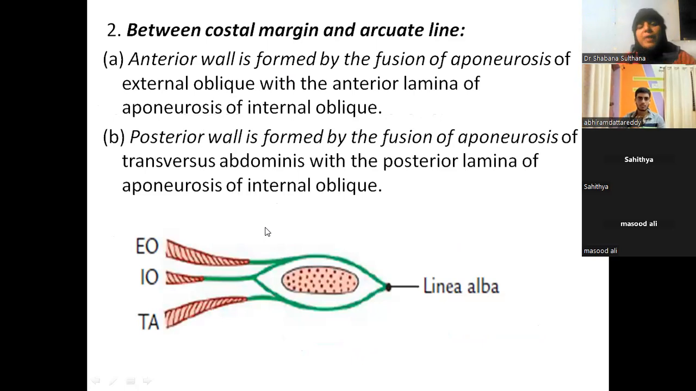Now see here, the second level, I told you, we take from the costal margin to the arcuate line. Here the anterior wall is formed by the aponeurosis of the first muscle. What is that? External oblique muscle. It is also formed by the second muscle, the internal oblique, which splits into two layers: an anterior lamina and a posterior lamina. The anterior lamina merges with the aponeurosis of external oblique, forming the anterior wall of the rectus sheath, whereas the posterior wall of the rectus sheath is formed by the posterior lamina of internal oblique and the aponeurosis of transversus abdominis. I hope you are understanding. Yes, ma'am. Okay, so that is the posterior wall.